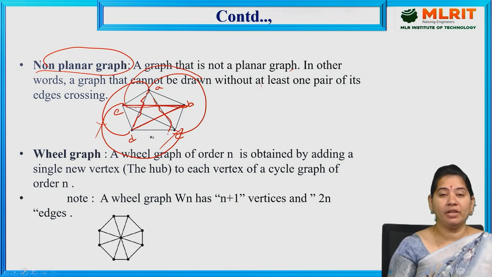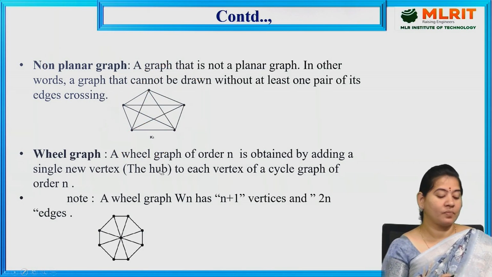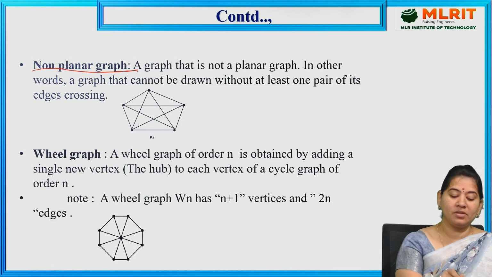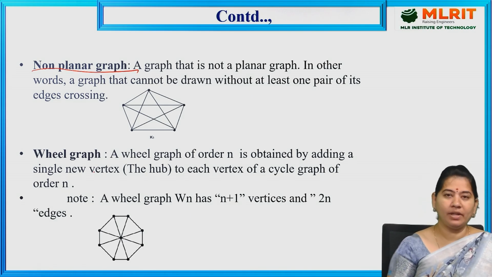So as I don't have any option to draw from E to C without edges crossing, this particular graph is called a non-planar graph. This is called a non-planar graph. In the same way, we have the wheel graph also.